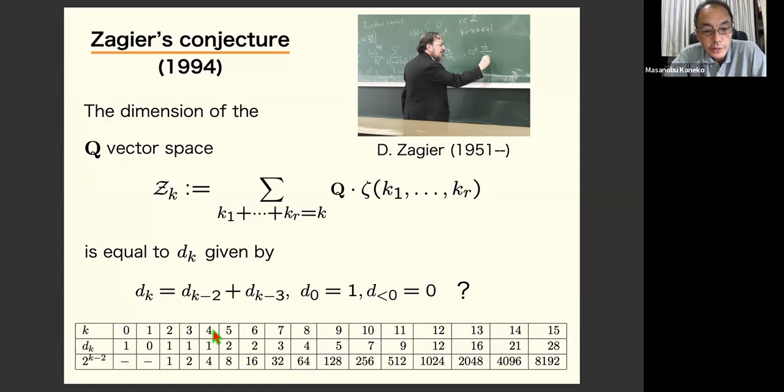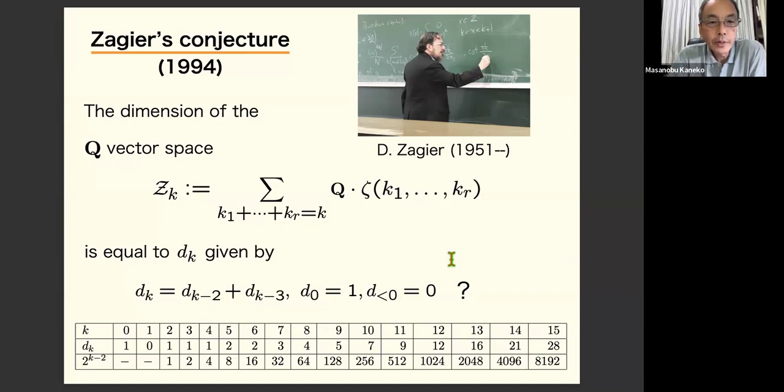the number of indices of given weight. For example, at weight 4, there are 8 indices, 4, 1, 3, 2, 2, 1, 1, 2, but the actual dimension is just 1. So these are the conjectured sequence of dimensions. And the actual number, for example at weight 15, there are more than 8,000 MZVs of weight 15, but the conjectured dimension is far smaller, 28. So this is Zagier's conjecture.